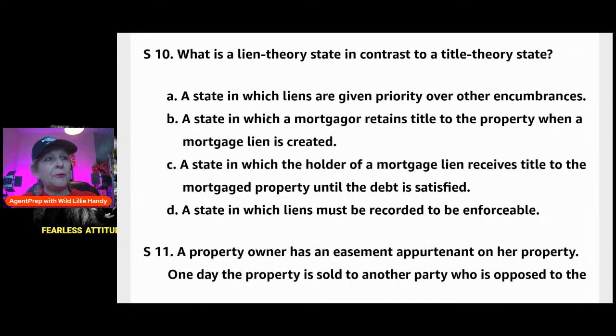What is a lien theory state in contrast to a title theory state? Ooh, we did this one on Wednesday. A, a state in which liens are given priority over other encumbrances. B, a state in which a mortgagor retains title to the property when a mortgage lien is created. C, a state in which the holder of a mortgage lien receives title to the mortgage property until the debt is satisfied. Or D, a state in which liens must be recorded to be enforceable. So what is a lien theory state in contrast to a title theory state? Type your answer in the chat.